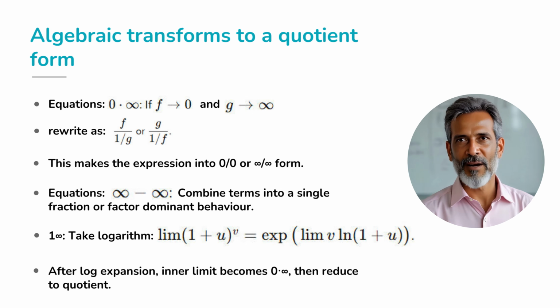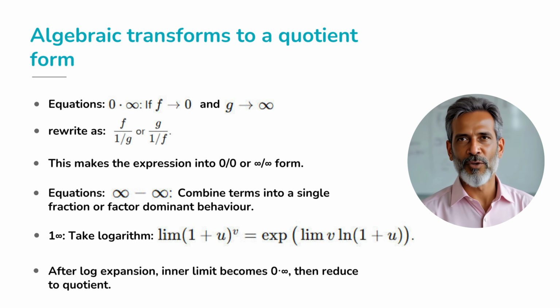The second disguise is infinity minus infinity, which looks like a tug of war between giants. We combine terms into one fraction or factor out the dominant term to reveal its true form. The third is 1 raised to infinity. That's sneaky, but we use logarithms here. Limit of (1 plus u) to the power v becomes exponential of limit v times log of 1 plus u. Inside it reduces to 0 into infinity and then into a quotient form.